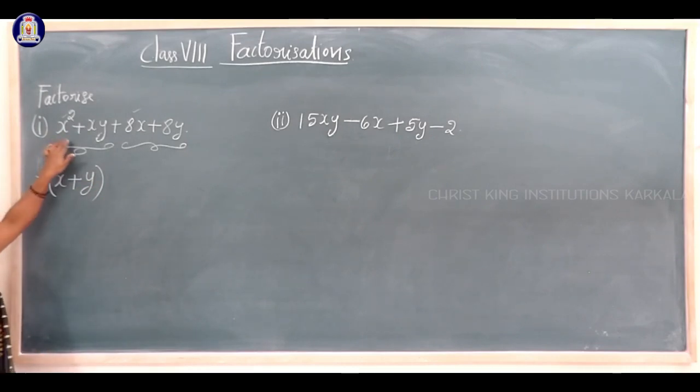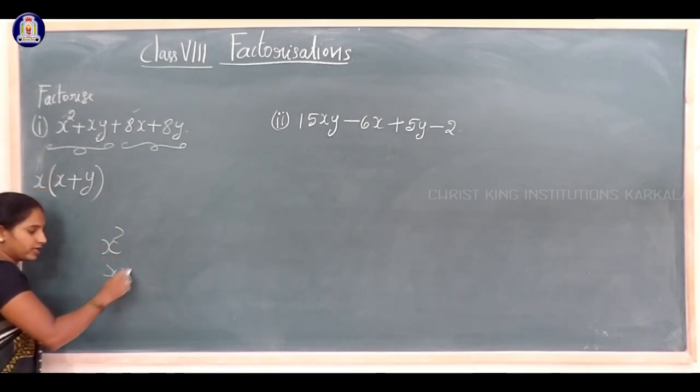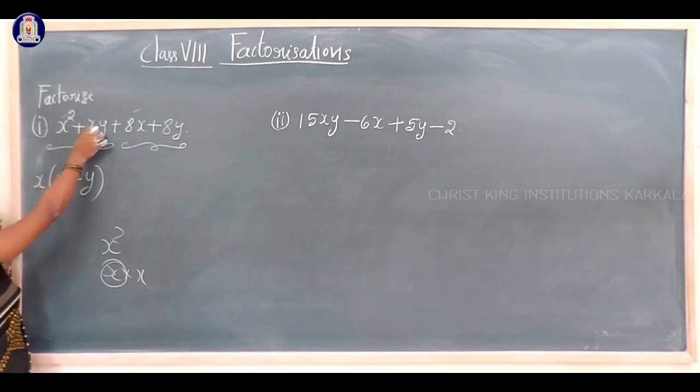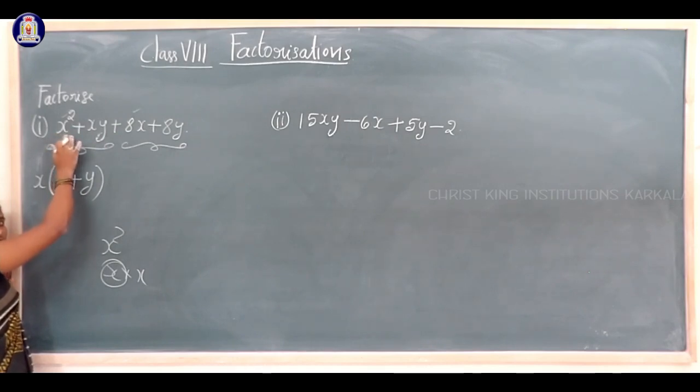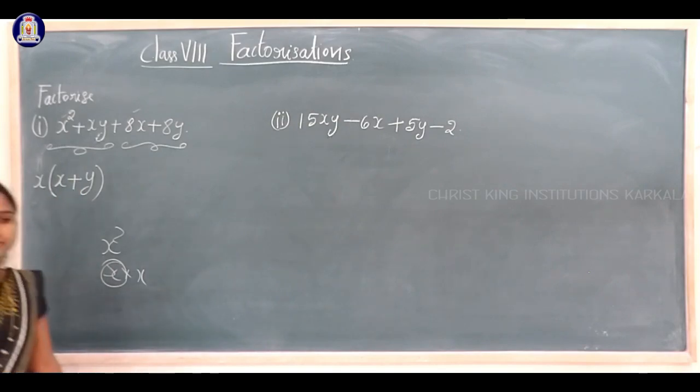Understood? x square means x into x, and plus x y, so x is common, so take it outside. In x square, if you take one x outside, one more x remains. Understood? So one x I take outside, so the remaining x is inside the bracket. Why are we taking only one x outside? Because in these two terms, x square and x y, here there is one x, and here two x are there. So you can take the common factor outside. So x is common, so take it outside. The remaining factors are x and y. So x plus y. Okay.